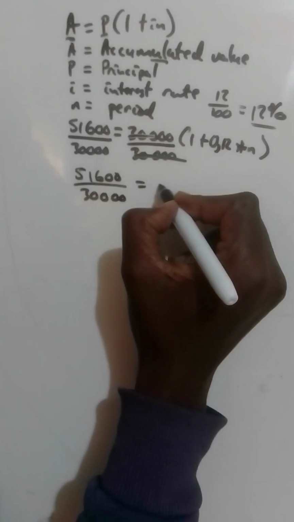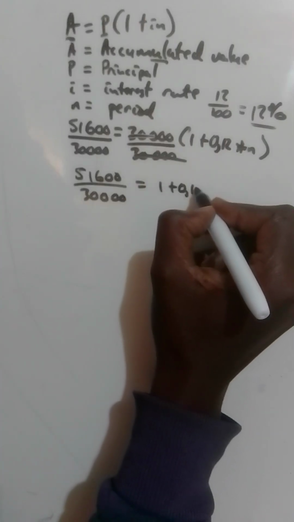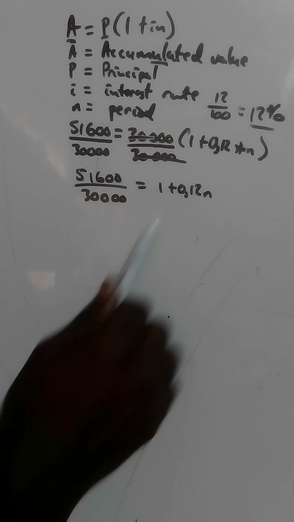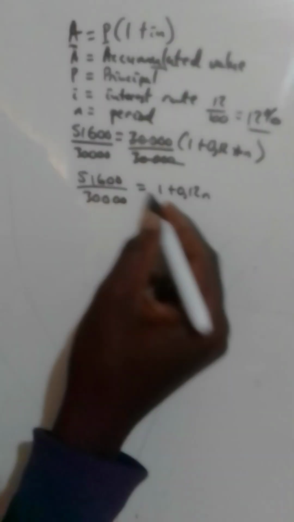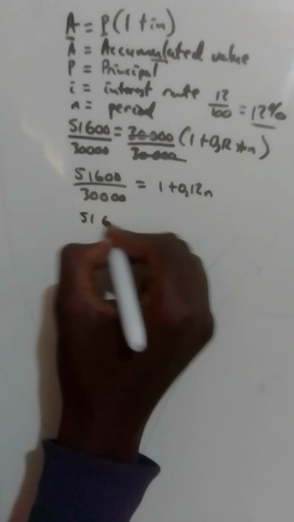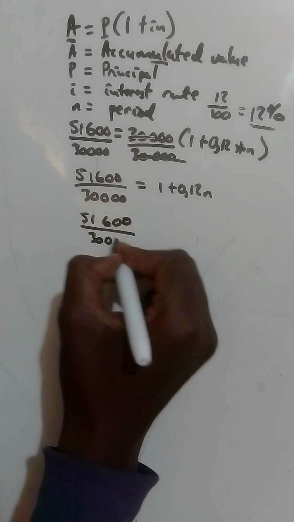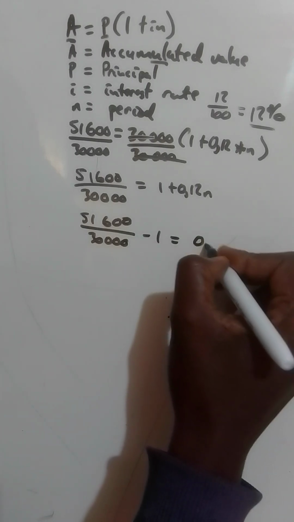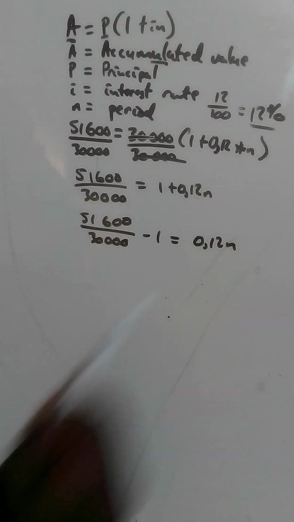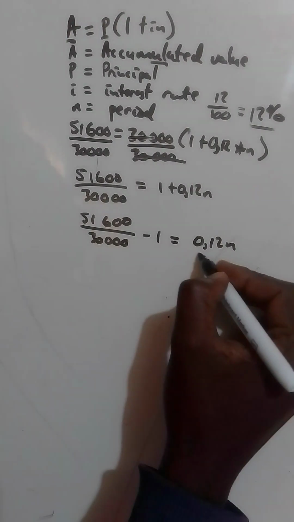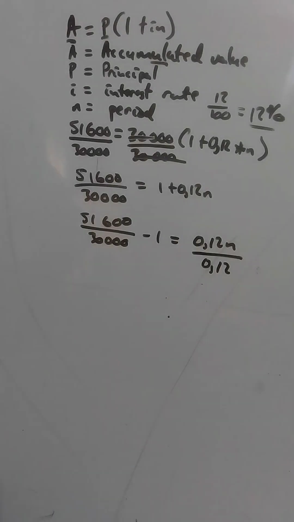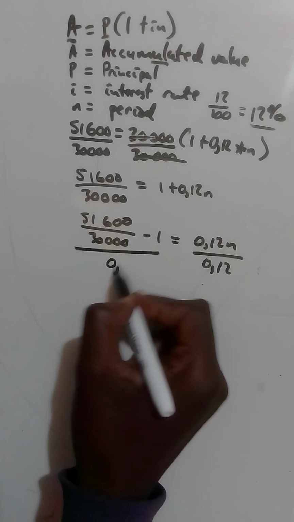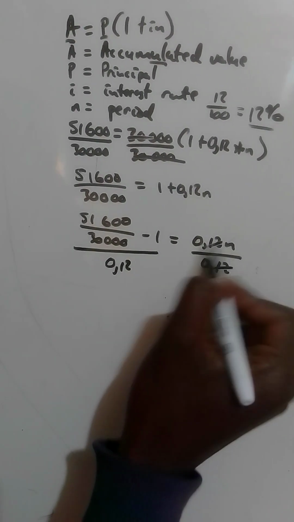Which is equal to what? Now here we have 1 plus 0.12 multiplied by N, that is 0.12 N, right? So now this is a like term, so we transpose it. So now we've got 51,600 over 30,000, then we subtract 1. It was positive, it's now negative, which is equal to 0.12 N. Now we are looking for N. So what do I then do? I go ahead and divide by 0.12 on both sides. 0.12 into 0.12 gives us N.